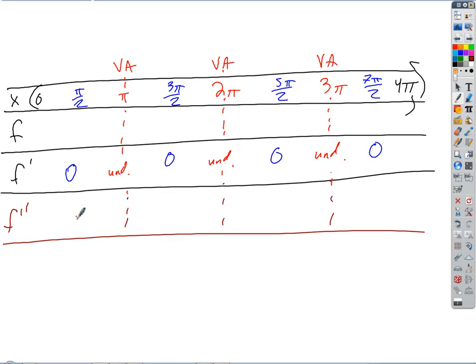Let me ask you this real quick. Could the second derivative be positive there and negative there? No. It could, because the vertical asymptote splits that universe into separate parts that are completely independent, right?